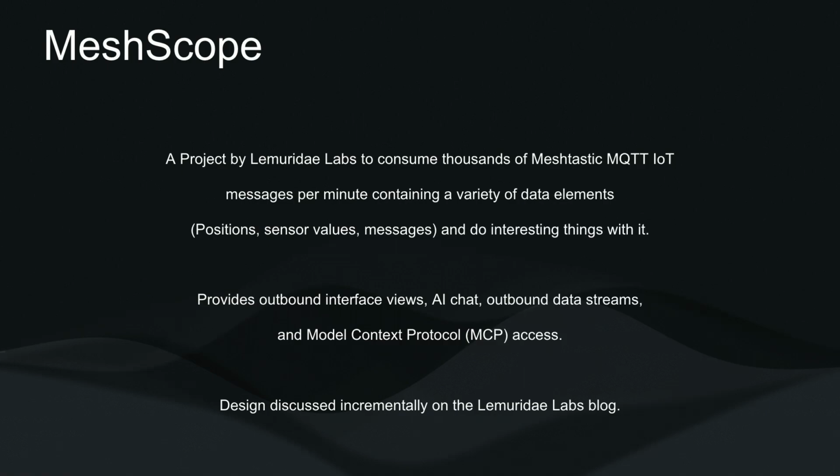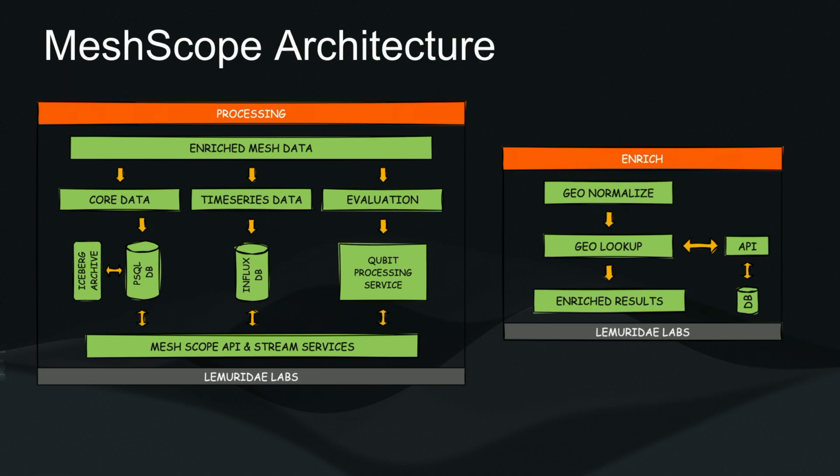So we get all this data coming in, and Meshtastic is an open system. They have a public MQTT broker, so we can consume and pull in this data and evaluate data that comes in. What we try to do with this is build a system that provides visual views of the data, AI chat, which we'll talk about briefly, outbound data streams, and MCP access. The design is relatively high level, but it's broken down in the system blog. One of the key things here is the box on the right, which is enrichment of this data stream. We have to make this a little bit more usable, queryable, and understandable by humans.